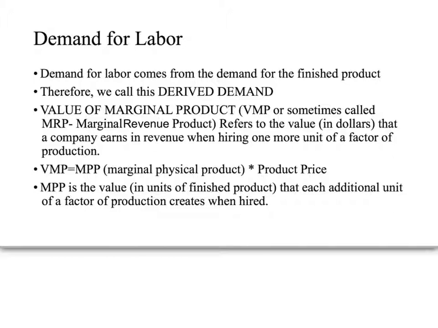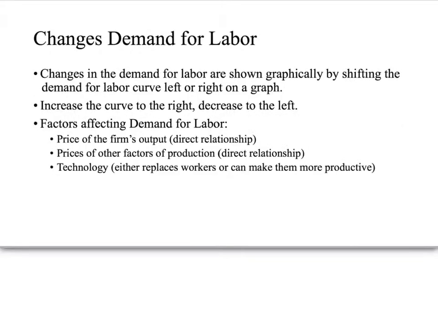And MPP is simply the value in finished product units that each additional unit of a factor of production creates when hired. Changes in the demand for labor are shown graphically by shifting the demand for labor curve left or right. Increase the curve to the right, decrease to the left. And the three factors that affect demand for labor are the price of the firm's output, which has a direct relationship, prices of other factors of production, which also has a direct relationship, and technology, which either replaces workers or can help make them more productive.